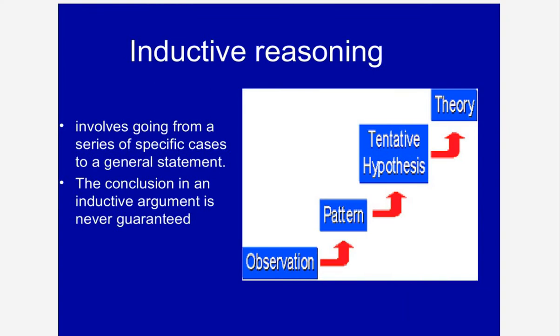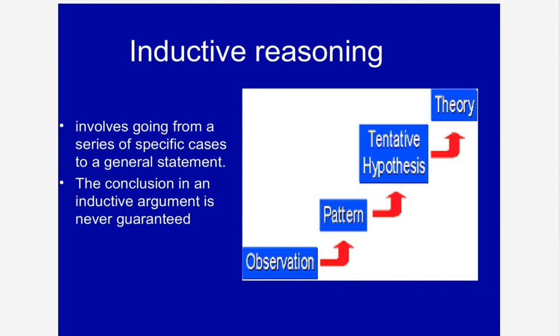The other reasoning is inductive reasoning. That involves moving from a series of specific cases to a general statement. So what we are saying is that the conclusion is an inductive argument, which is never guaranteed, because you make observations. Then from those observations, you form a pattern. Then from that pattern, you develop a tentative hypothesis. And then you say, therefore, this is a theory.